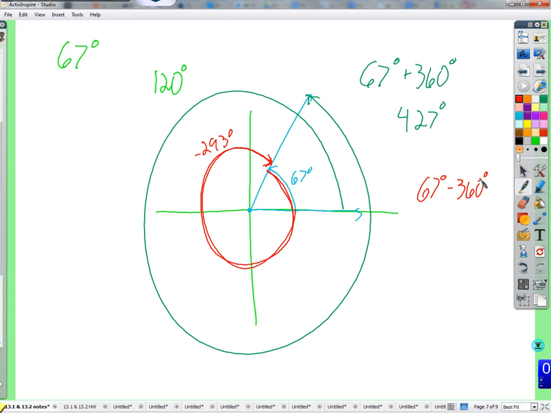Annette, did you say take 360 and subtract 67 to find 293? Yeah. But it would just have to be made positive or negative, right? Well, take 67 minus 360 is the same idea, but we don't have to tell it to be negative. It will be a negative angle. Okay. So we found some coterminal angles, positive and negative.